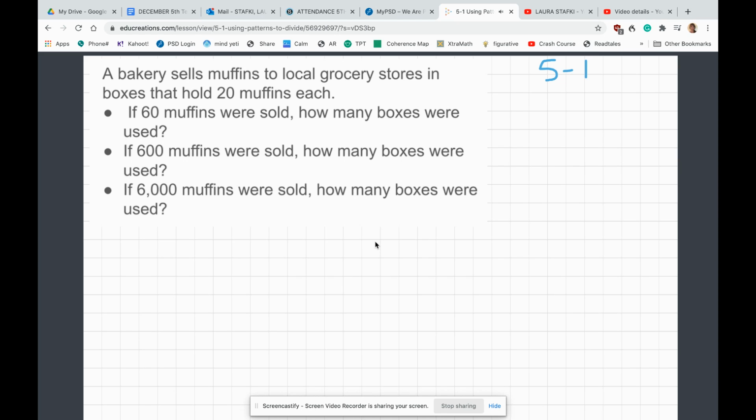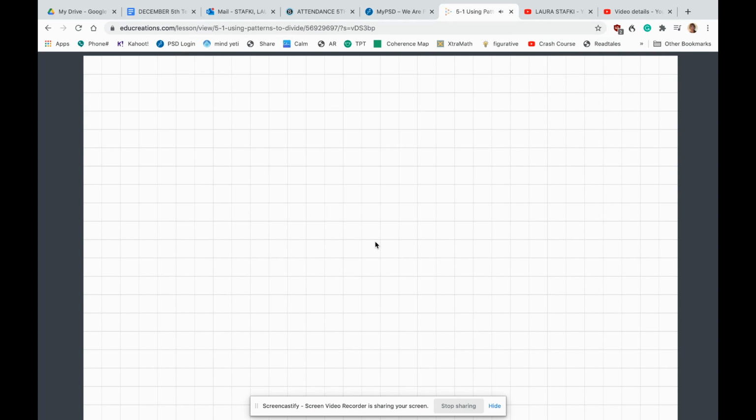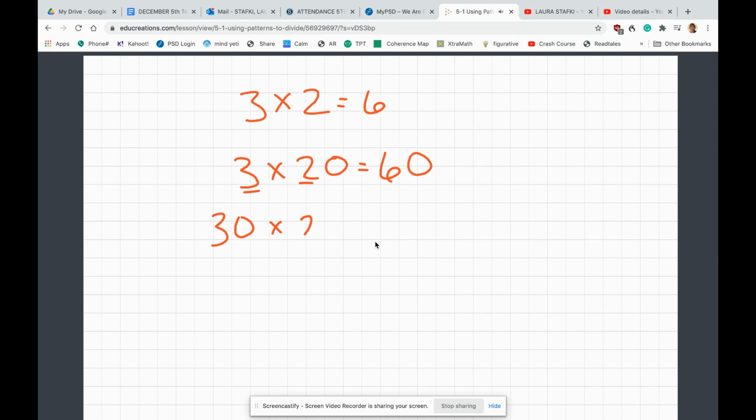Before we even look at these words, this story problem, I would like you to think about this. What's 3 times 2? You're like, Mrs. Staffkey, that is too easy. 3 times 2 is 6. Okay. Then what's 3 times 20? You say, that's easy too. 3 times 20, there's my base fact right there. So it's 60.